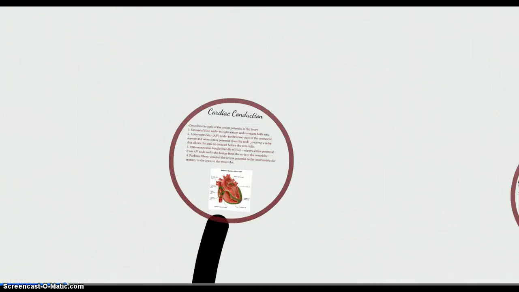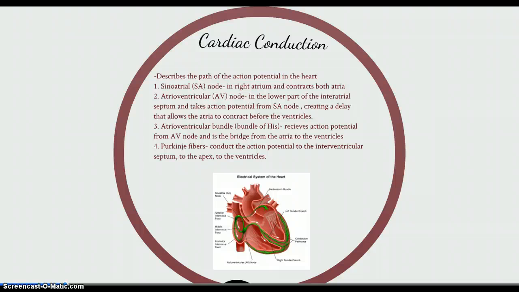So, heart physiology, let's start off with the cardiac conduction. Basically, cardiac conduction describes the path of an action potential down your heart. And if you don't know what an action potential is, either go back to the muscular system or go to the nervous system because I describe it there.